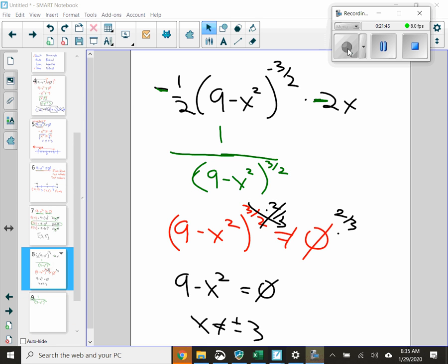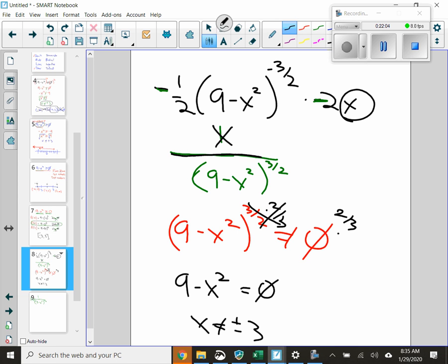Because back here, I was correct in getting rid of the negative signs, and I was correct in getting rid of the 2's, but I forgot that there is still that x right there. So the actual derivative is x divided by 9 minus x squared to the 3 halves. That doesn't make any difference in my domain. I still did the denominator thing and I still did the radical thing. The domain stays the same.